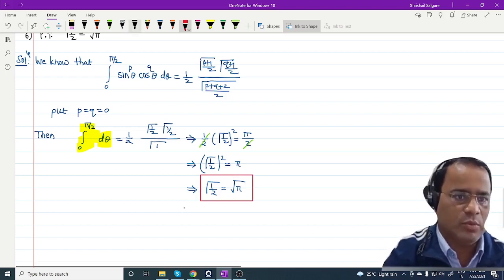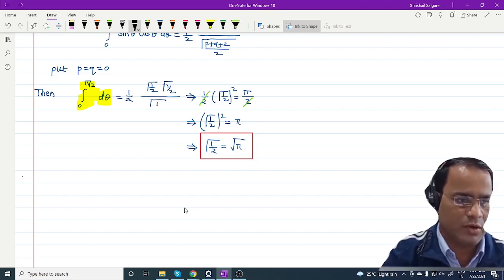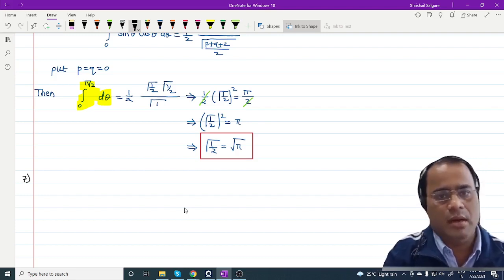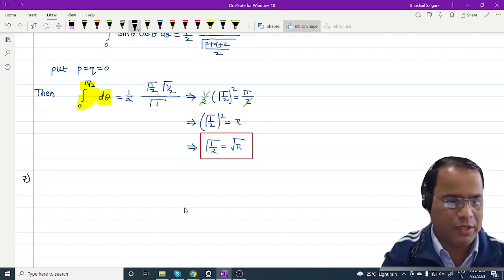Okay. And one more is there. The next one is the duplication formula. Again, for the duplication formula, we are not going to study the proof. We have to accept it for evaluating a particular gamma function, that is gamma of 1 by 4 into gamma of 3 by 4.